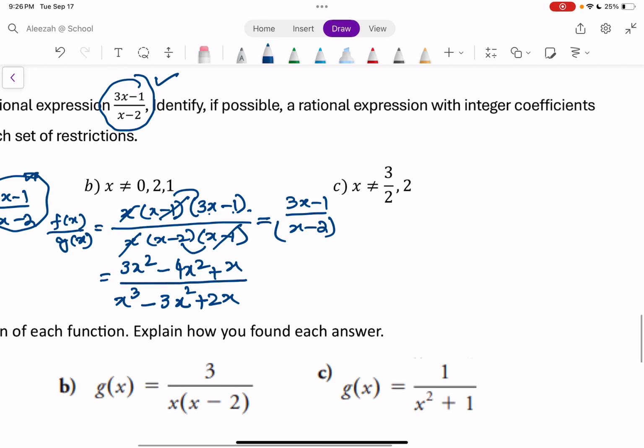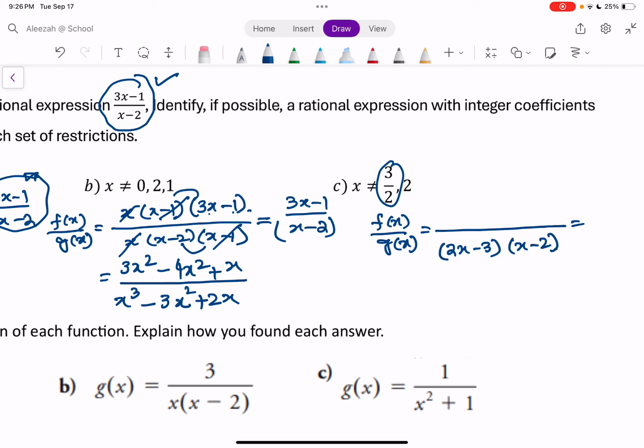Okay, for this one is the same thing. So I have to come up with functions f of x divided by g of x, and my restrictions are, so here for 3 over 2, how will I write the factor or a polynomial in the denominator? It will be 2x minus 3. Here it will be x minus 2, right? And my answer is 3x minus 1 over x minus 2. So it means here I can have 3x minus 1 times 2x minus 3. Because when I will simplify that, this and this will cancel out, and I'm left with this as my answer.